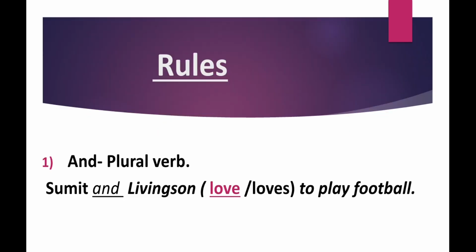Now let's proceed to the first rule, and that is rule 1. The first rule says that when the subject is formed by two or more nouns or pronouns and are connected by the word and, the verb should be plural. Example, Sumit and Livingston love to play football. Sumit and Livingston, two nouns joined by the word and, right? So you pick out the verb love and not loves. Plural verb is love, that is without s.